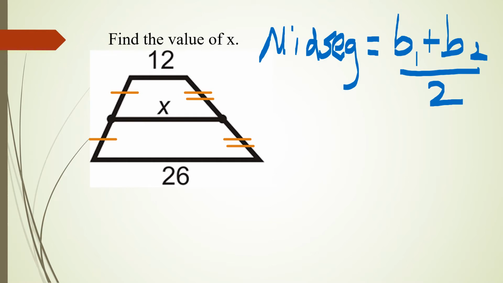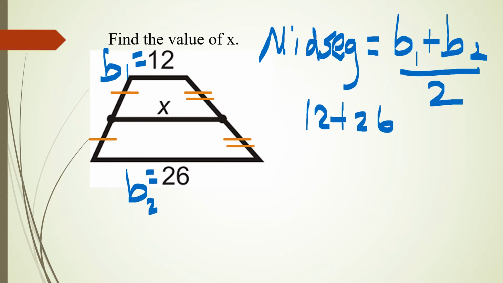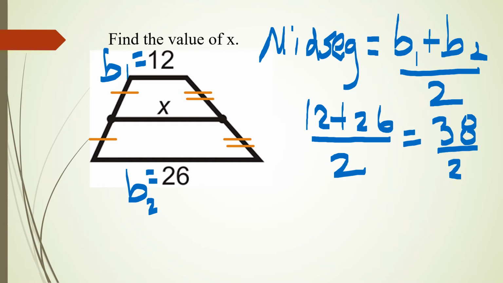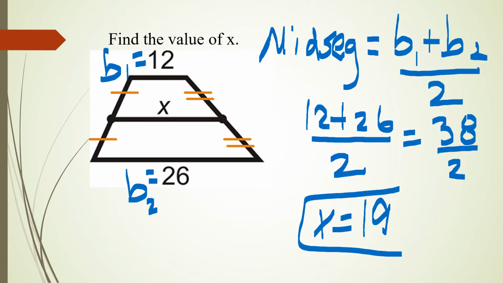So base 1 is 12, base 2 is 26. I'm going to add the two bases together and divide by 2. 12 plus 26 is 38. Divide by 2, and we get 19. So x is equal to 19, which means that this number is between 12 and 26, halfway.